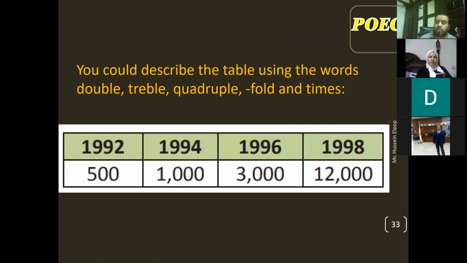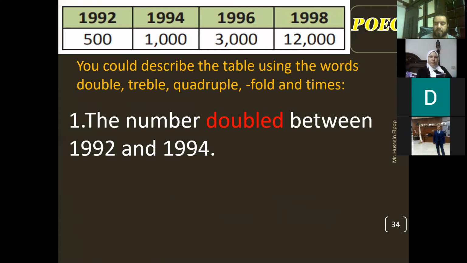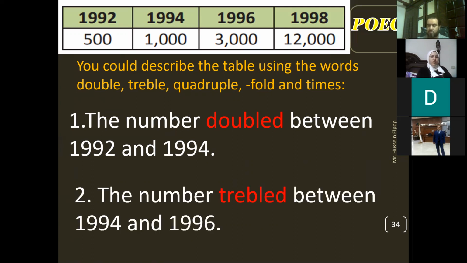Now, I would like you to describe this table using the words double, triple, quadruple, or a word with the word fold, to refer to the change in numbers. Let's see what we mean by this. Here, the number doubled between 92 and 94. Okay. Who can mention another sentence using these words? The number tripled between 1994 and 1996. Yes, from 94 to 96. This is the triple.